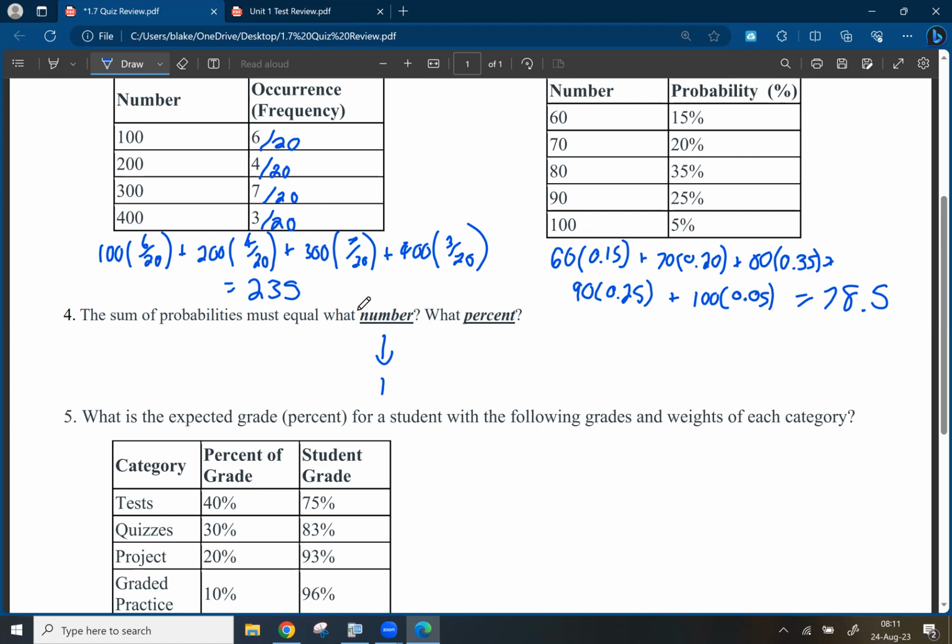So that's what probabilities have to add up to: 1. And if it's a percentage, they have to add up to 100%. You can also see that in question number 3 with the actual percentages. The percentages here should all add up to 1, and they do. So that's nice.